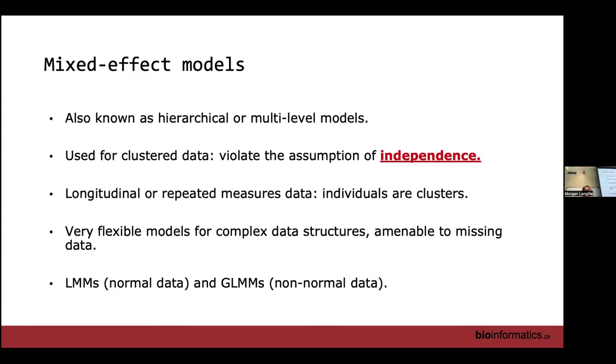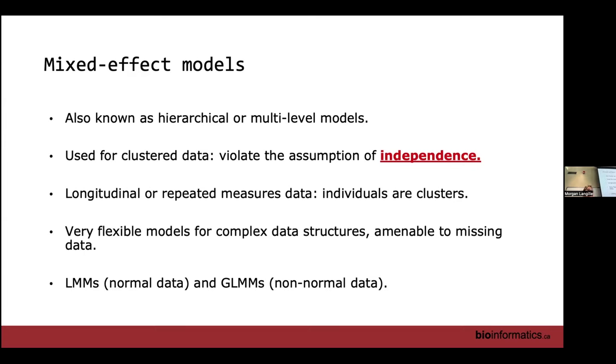Now, mixed effect models are very powerful, very flexible models that can model very complex data structures. They're also really good at working with missing data. They're able to overcome that. And they're very, very powerful, very interesting models. It is important to know how to use them correctly, so start simple and always work your way up.